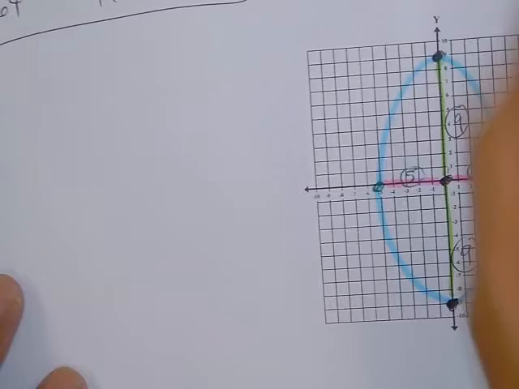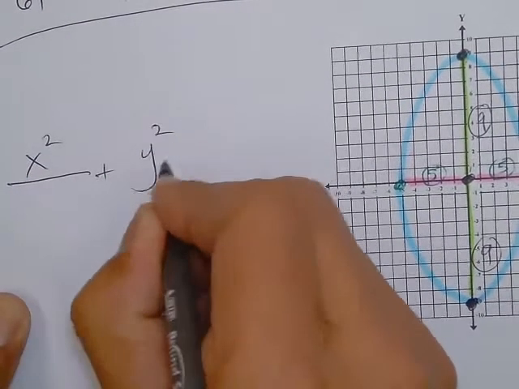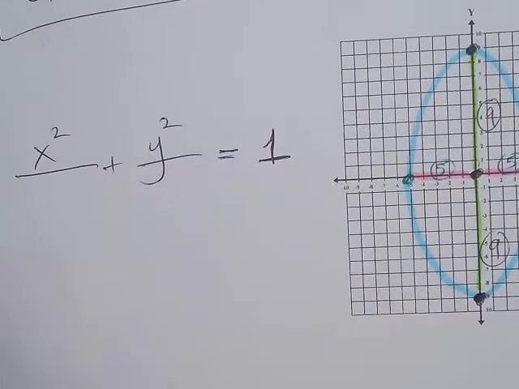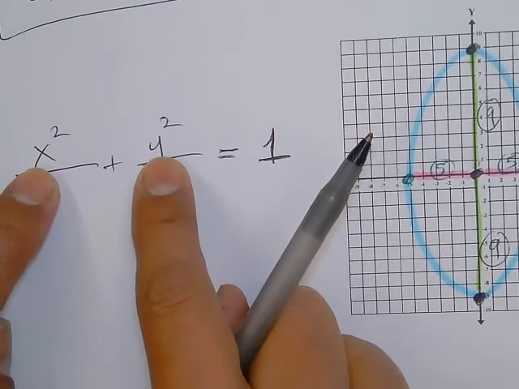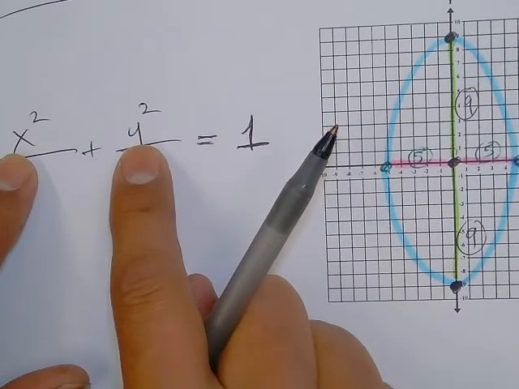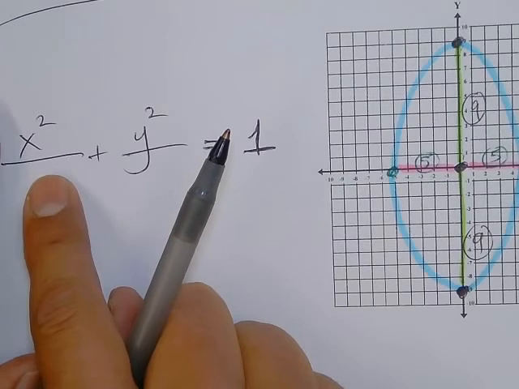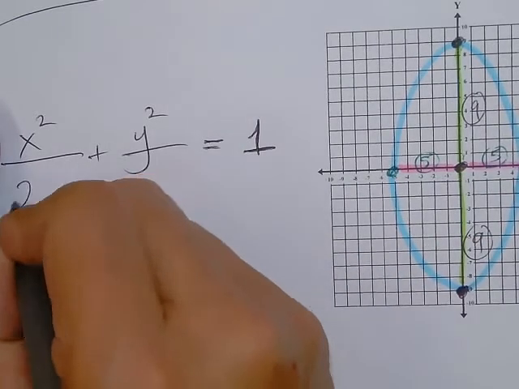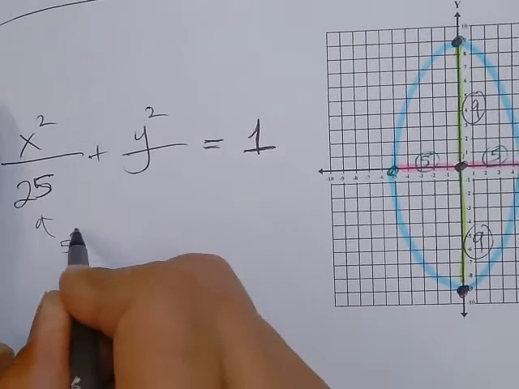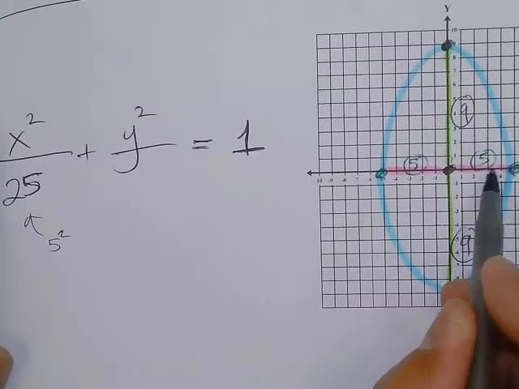When the center is 0, 0, what's true about the equation? It's just going to be x squared plus y squared equals 1. Remember, all of these always just equal to 1 on that side. But the center is 0, 0, so we don't have any numbers over here. And what number should be under the x squared? Yeah, it's going to be 5 squared, well, it's going to be 25, right? Because you're going to get the 5 and square it. You guys agree with that?